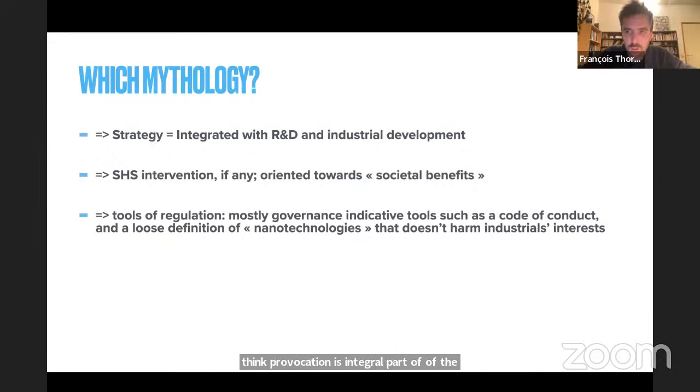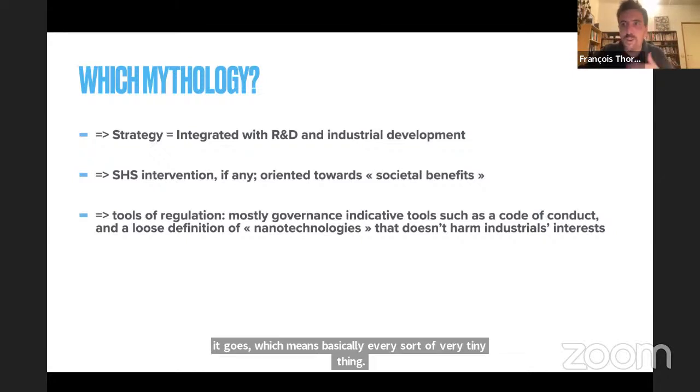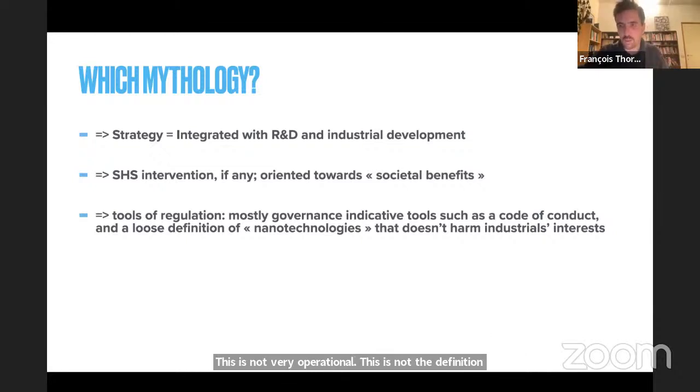And finally, those tools of responsible innovation, as tools of regulation, are mostly informative, so they are much based on discourses. For example, there was a code of conduct on responsible nanosciences and nanotechnologies. And when it comes to hard binding regulation, there was this case of the European definition for what is a nanotechnology, and that one was very not appropriate. It would define nanotechnologies as either manufactured or natural particles, which means basically every sort of very tiny thing. This is not very operational. This is not a definition you can use to constrain nanotechnology development, or to make use of it.